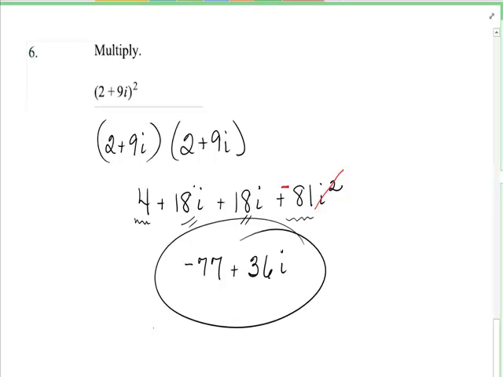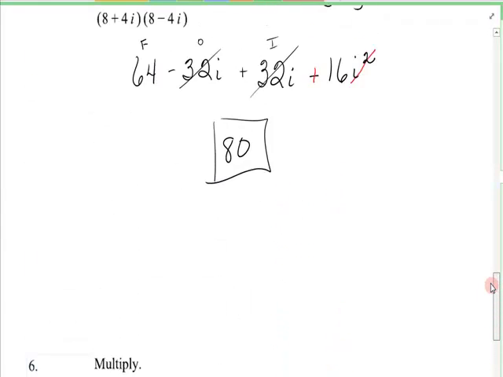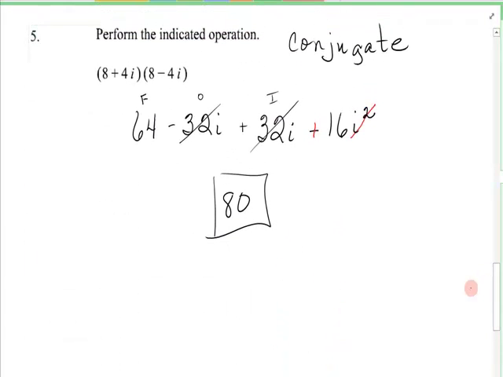So hopefully you feel comfortable multiplying complex numbers. And notice this one case, it was the only one we had like this. When you multiply complex conjugates, you are guaranteed to get a real product. Okay, you work on some homework.